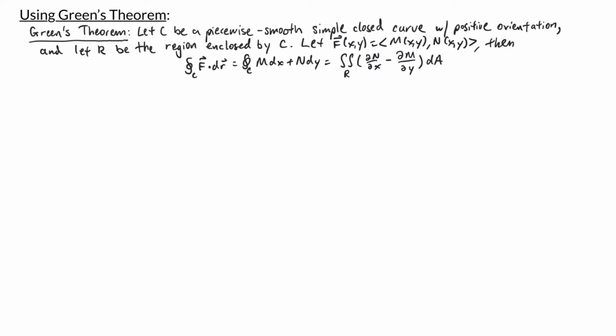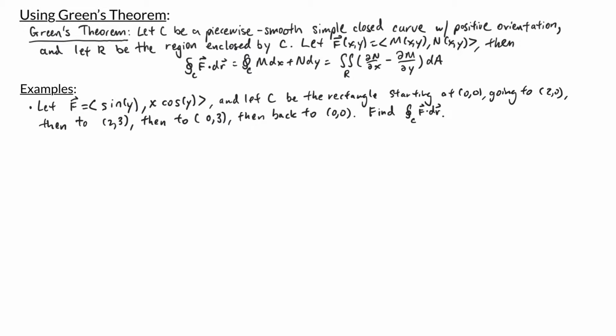Let C be a piecewise smooth simple closed curve with positive orientation, and let R be the region enclosed by C. If f is the vector field with components m and n, then the line integral of f dot dr over the curve C is the double integral of the partial derivative of n with respect to x minus the partial derivative of m with respect to y over the region R. So let's consider the following example.